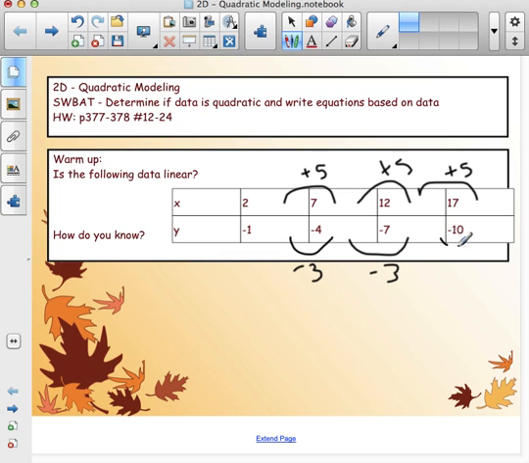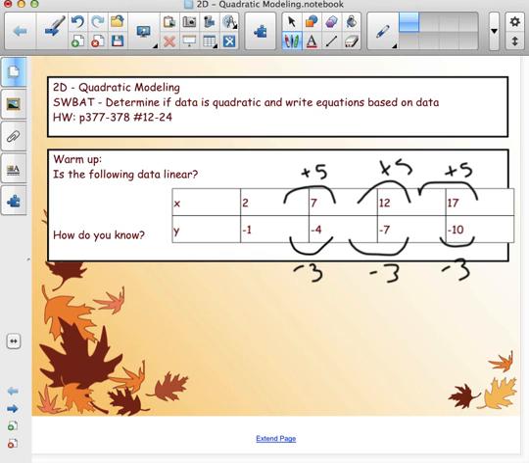So we would say that the data in the table is in fact linear because we seem to have a constant slope. The change in y divided by the change in x is constant. It's always -3 over 5. And so we have a constant slope.